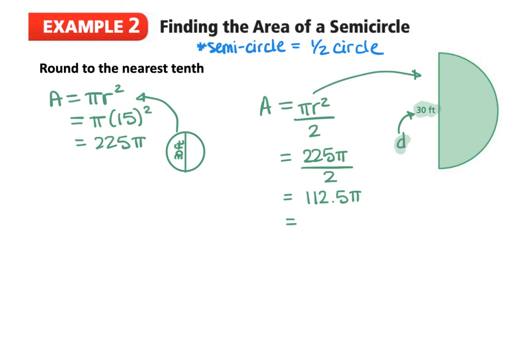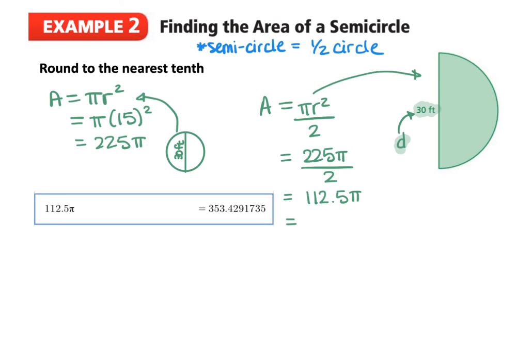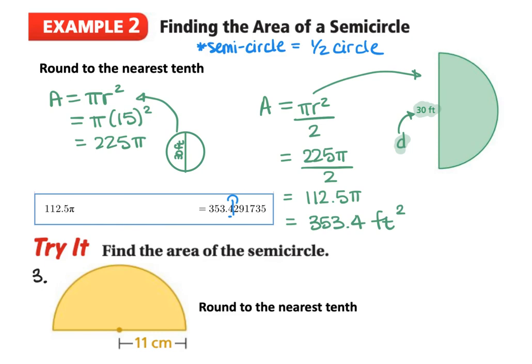And then if we throw this into our calculator, we get 353.4291735. And when we round, because this question is asking us to round to the nearest tenth, that means we want 1 decimal place, we're going to get 353.4 feet squared. So let's take a moment to pause the video to try this last question out. We're going to find the area of this semicircle, and we want to round to the nearest tenth.